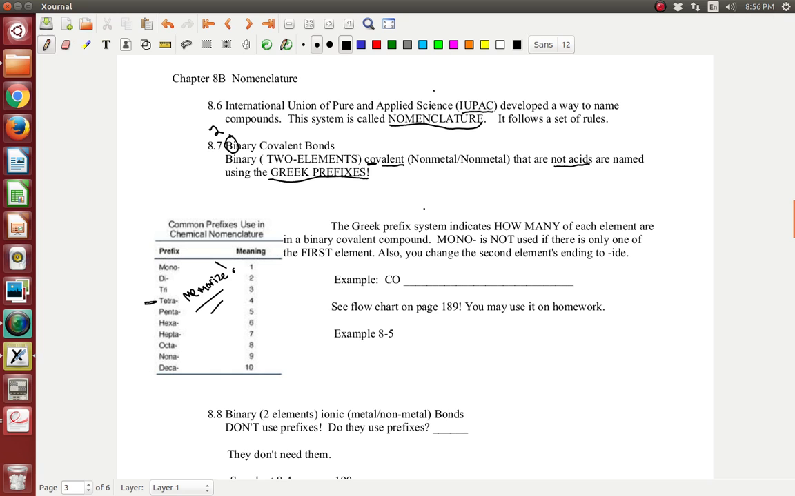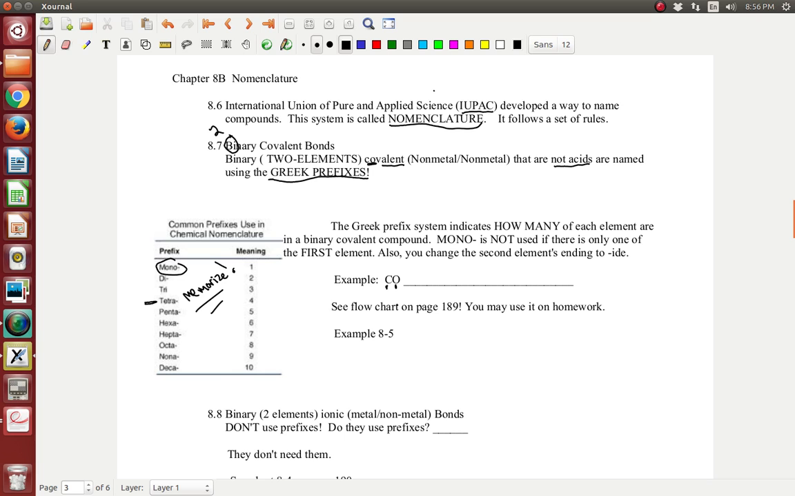The Greek prefix system indicates how many of each element are in a binary covalent compound. The prefix mono is not used if there's only one of the first element. Also, you change the second element's ending to ide. So, let's look at this first one. First of all, this is not cobalt. Remember capitalization rules. This is carbon, and this is oxygen. Cobalt would be a capital C and a little o.